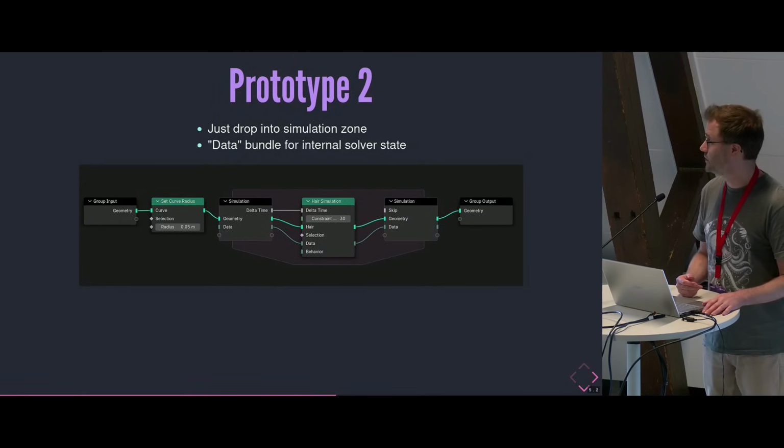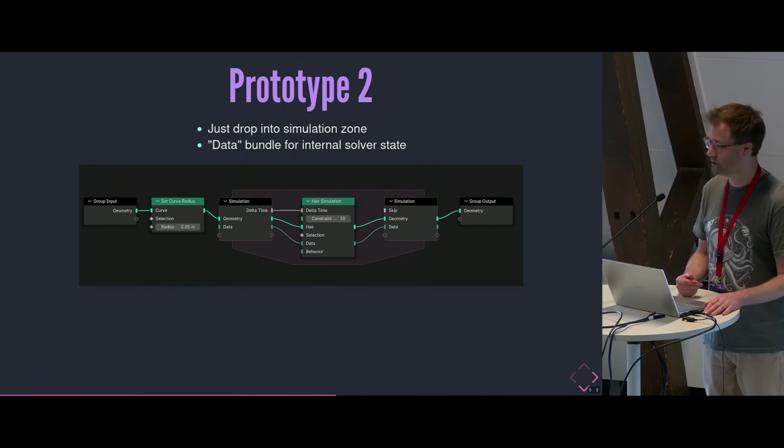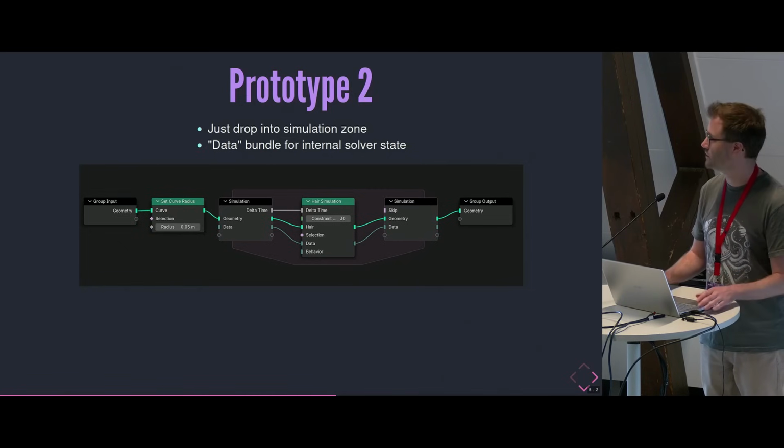You have just the simulation node in the middle in a simulation zone. There is some additional solver state in this data socket. The color here, this dark green, represents a bundle, which is also a new concept that we have, where you have structured data in named fields that you can just combine arbitrarily, and you just need a single socket to represent the entire structure.